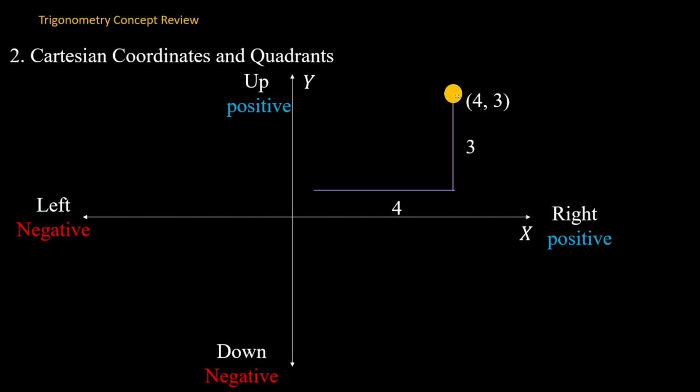In this quadrant, we know that y is positive and x is also positive. In the second quadrant, x is negative and y is positive. In the third quadrant, both are negative. And in the fourth quadrant, x is positive and y is negative.